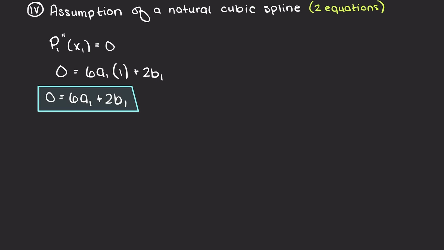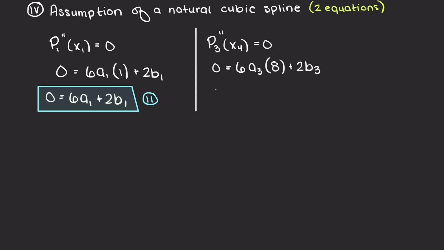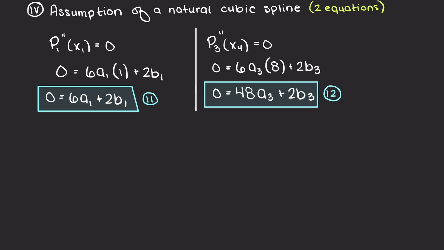So let's just go ahead and calculate the second derivative of p1 and p3 at points x1 and x4 respectively to get our remaining 2 equations. And again, just ensure that we are always rearranging our equations to put all our variables on one side, and we'll leave our constant, which is a 0 in this case, on the other side of the equation.